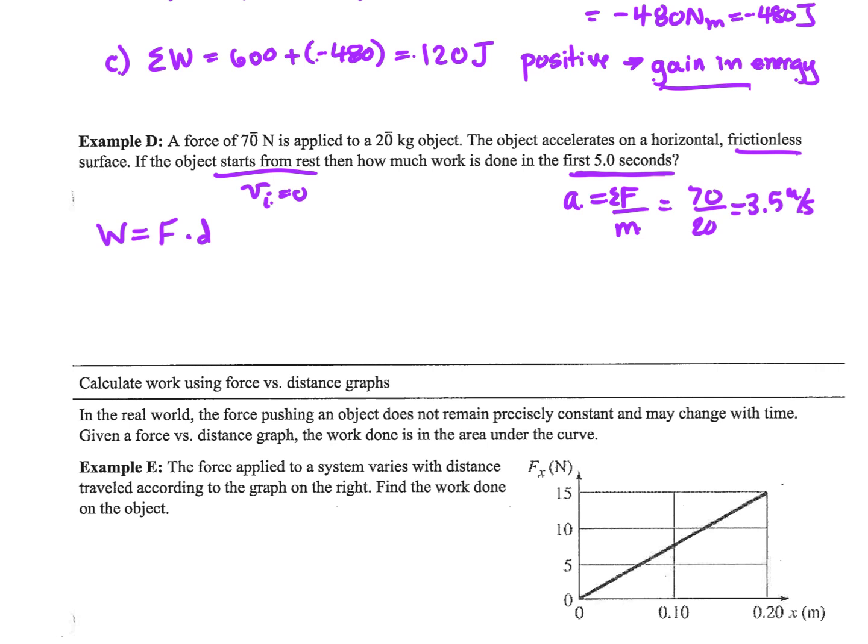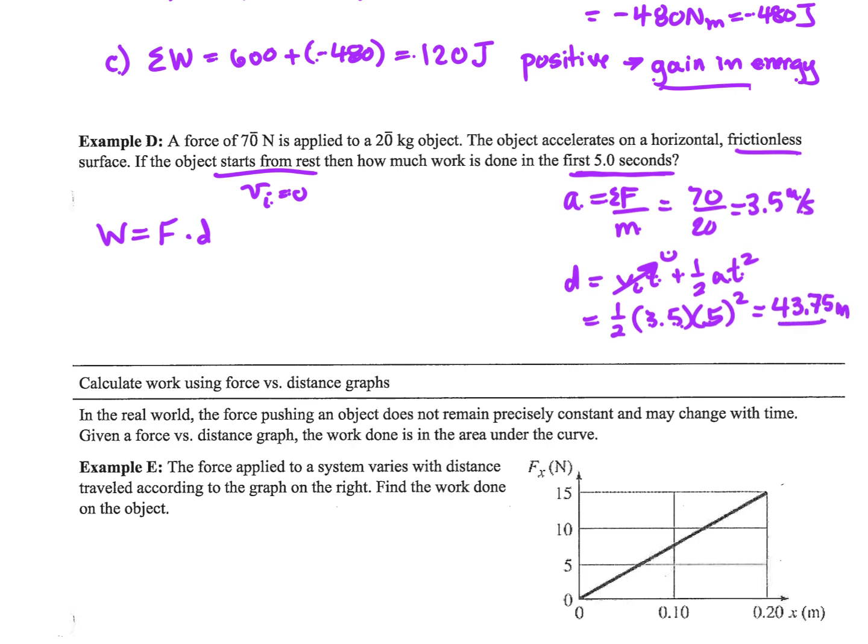The distance that it goes is going to be what? V initial t plus 1/2 a t squared. Well, V initial is 0, so it's just 1/2 acceleration, which is 3.5, times the time squared. 5 squared, 25. Half of that, we end up with 43.75 meters. So we're using a combination of kinematics. We also use Newton's second law to find the acceleration to plug into the kinematics.